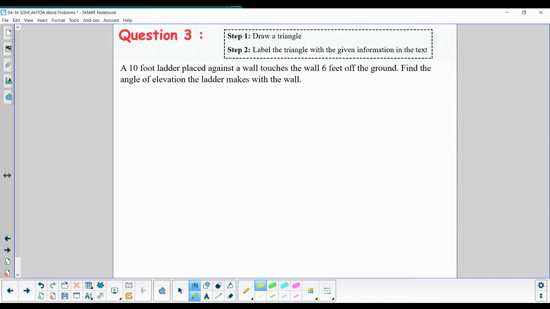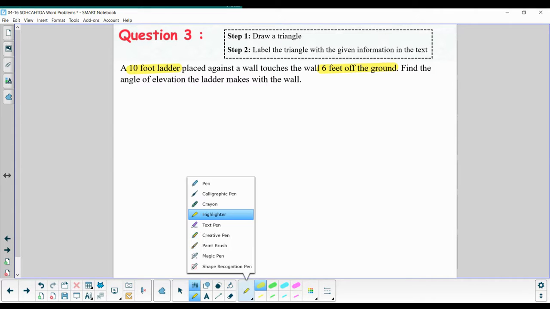So for our next problem, when we read through this, it says a 10-foot ladder placed against a wall touches the wall 6 feet off the ground. Find the angle of elevation the ladder makes with the wall. When I go back up and read this again, I see a 10-foot ladder is placed against a wall and it's touching the wall 6 feet off the ground.